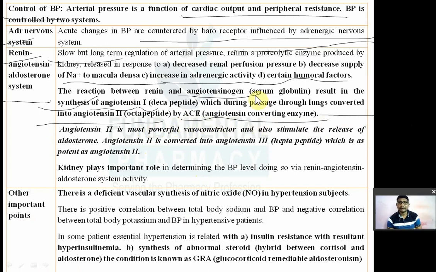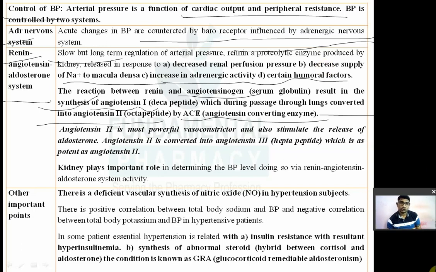Now, what is the work of renin? The work of renin is that angiotensinogen, the inactive plasma globulin, is converted into angiotensin 1 by renin. So you get angiotensin 1, which is a decapeptide, and now this angiotensin 1 is converted into angiotensin 2, which is an octapeptide, by angiotensin converting enzyme, ACE.